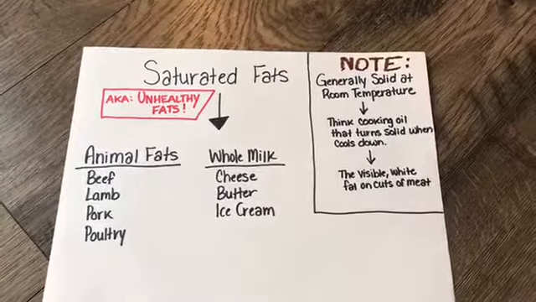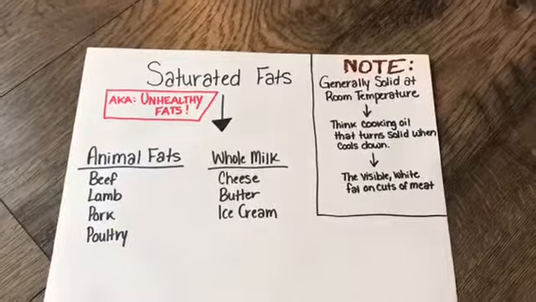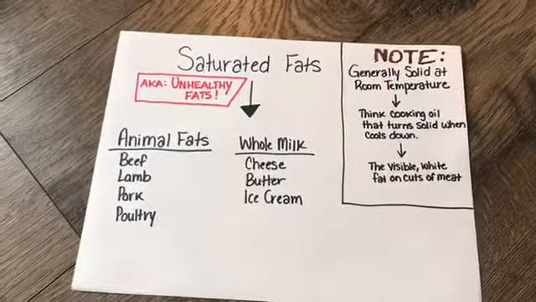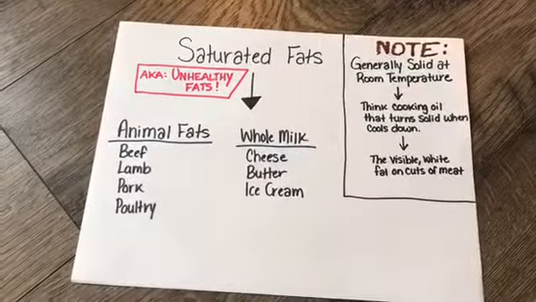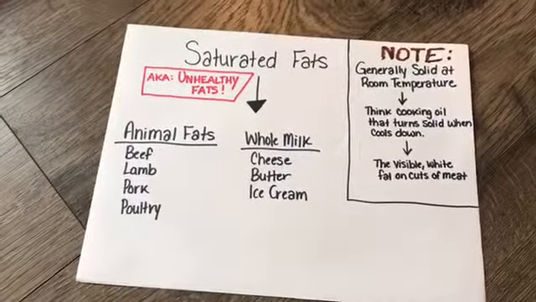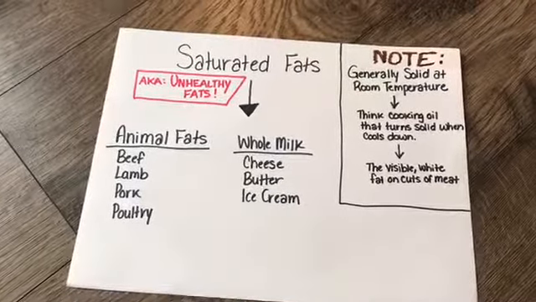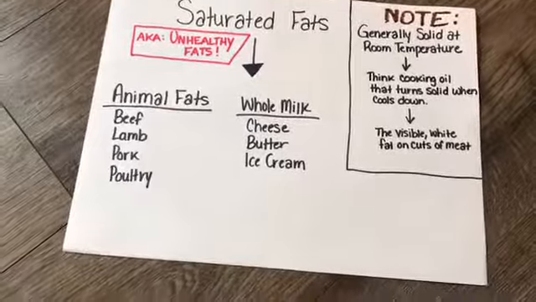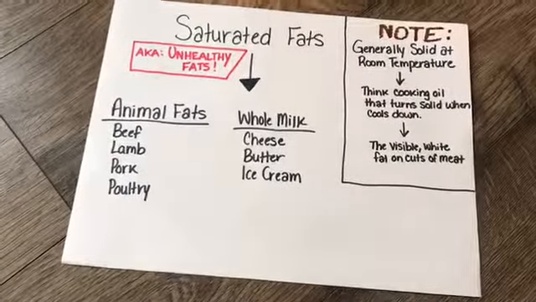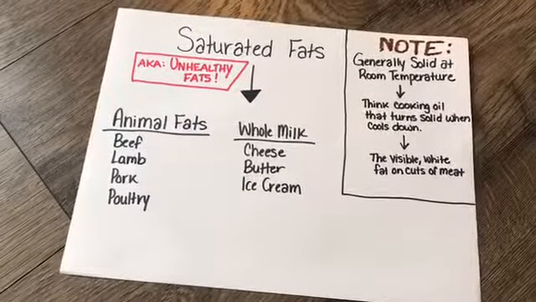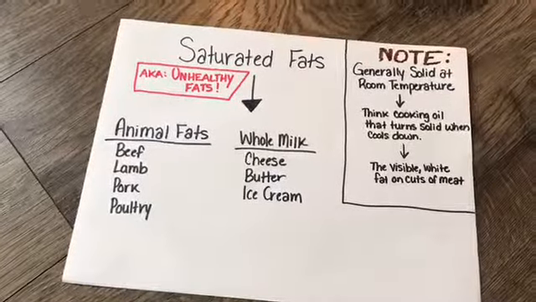So think cooking oil that turns solid when it cools down, like you're frying a pan of something, and then once you're done it sits on the stove for about an hour, and then when you come back to it, instead of that oily texture, it now has a white solid texture to it. That would be your saturated fats. And this is also the visible white fat on cuts of meat. So it's like that blubbery white fat that you bite into on a big hunk of steak.